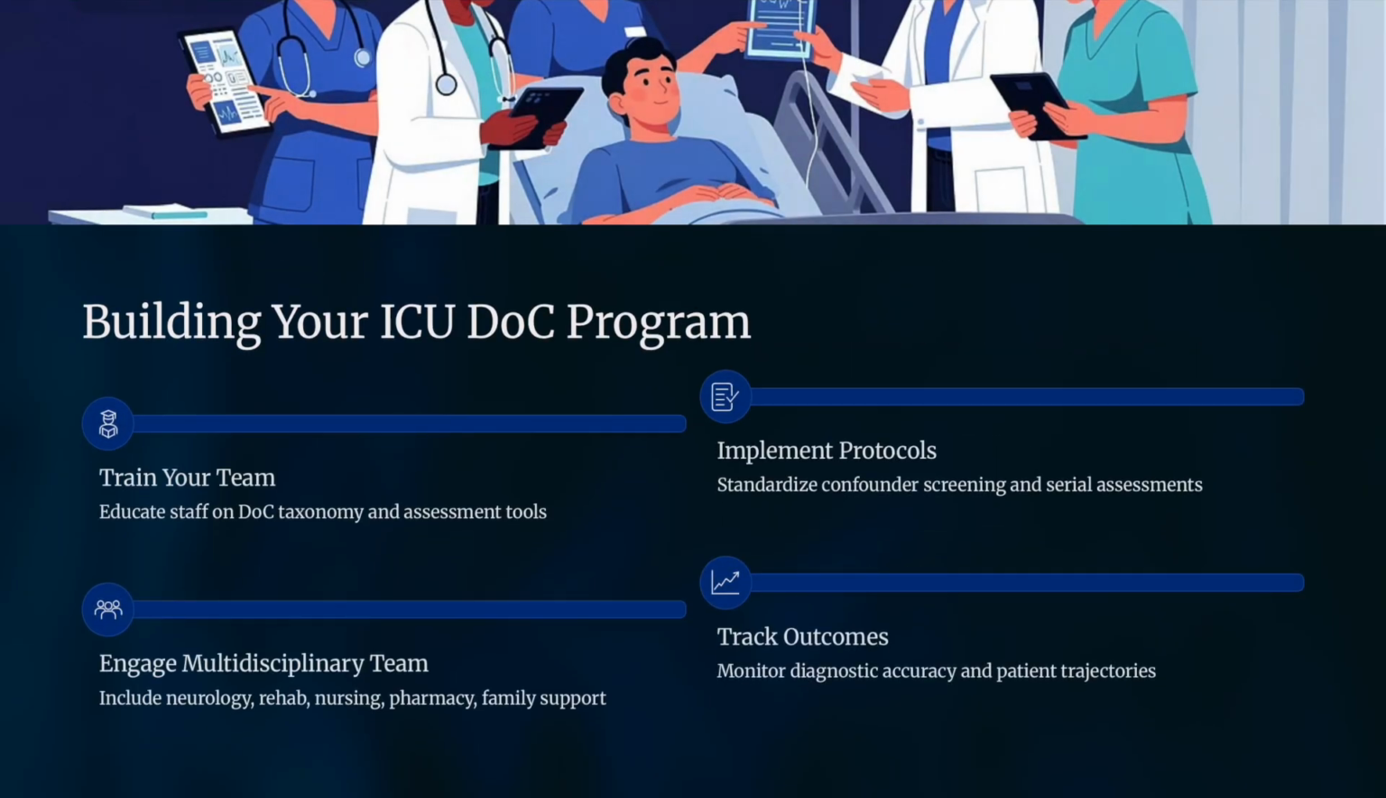So how do you build an ICU program? Train your team, educate your staff on the disorders of consciousness, the taxonomy to be used, not just the GCS. Implement the protocols, engage the multidisciplinary team, and of course track your outcomes. Monitor your diagnostic accuracy, what actually happens to the patient. Monitor their trajectory. See how your prophecies are actually working.